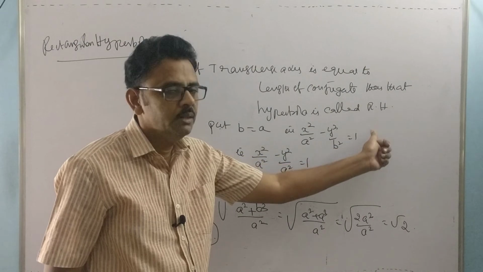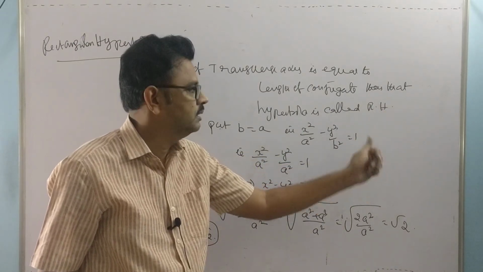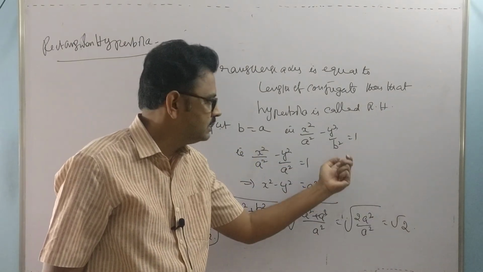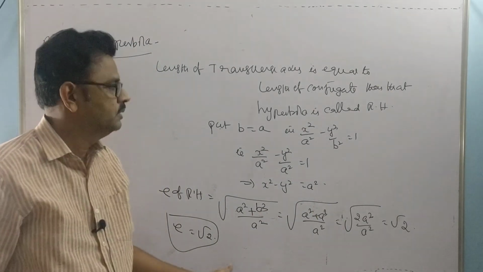So that covers hyperbola, conjugate hyperbola and eccentricities. The eccentricity of the rectangular hyperbola is root 2.